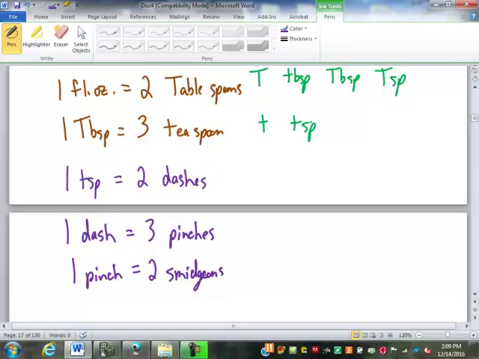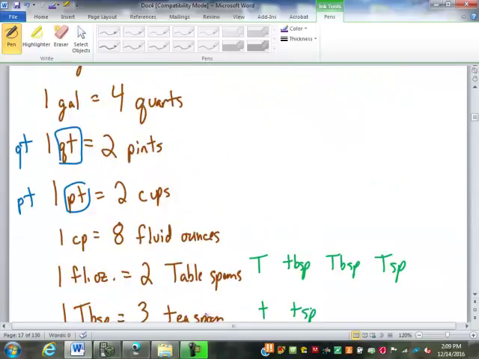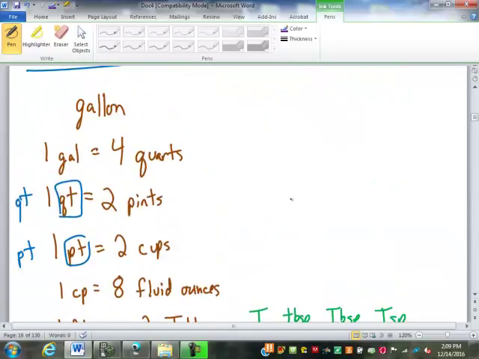Those are units. Those are actual units. You can actually get measuring spoons for those. There are units bigger than a gallon. Does anybody know how big a bushel is?